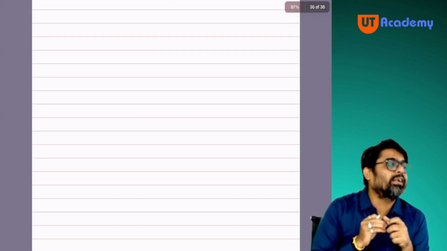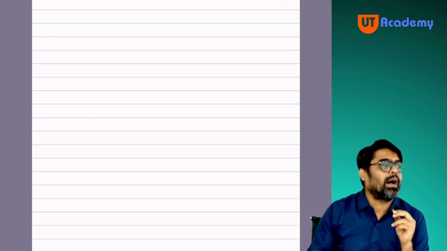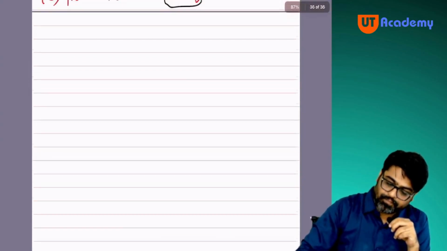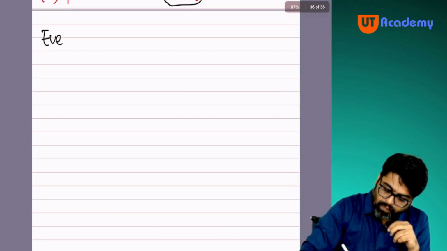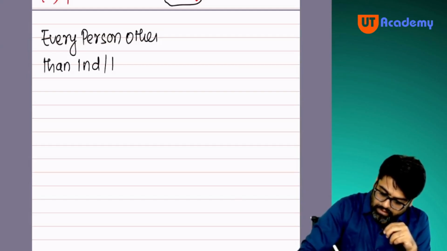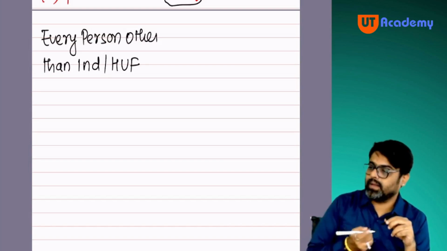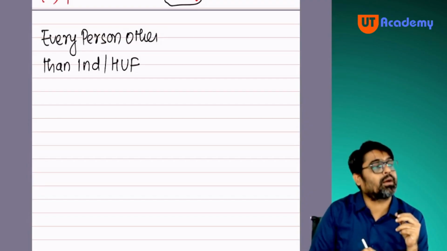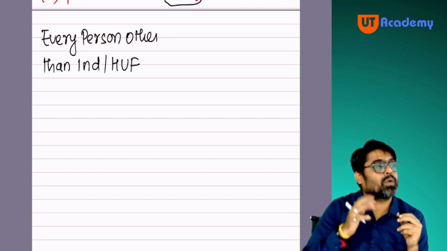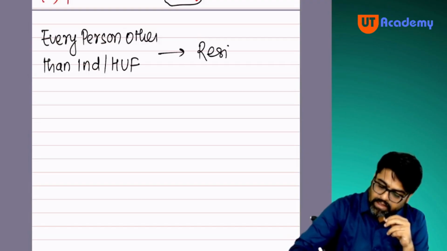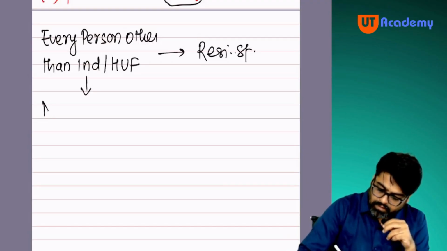This was the scope for individual and HUF. Don't you think other assessees are also there? So can I say every person other than individual or HUF? Will you calculate their total income? So to calculate their total income, which incomes will come? Which incomes will not come? Depends on two things. Their residential status and the nature of income.